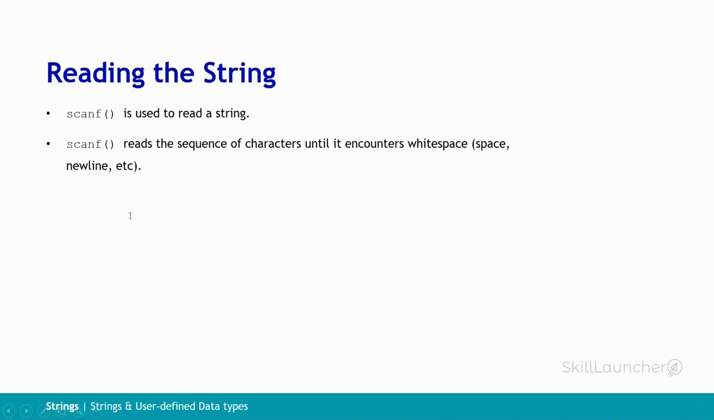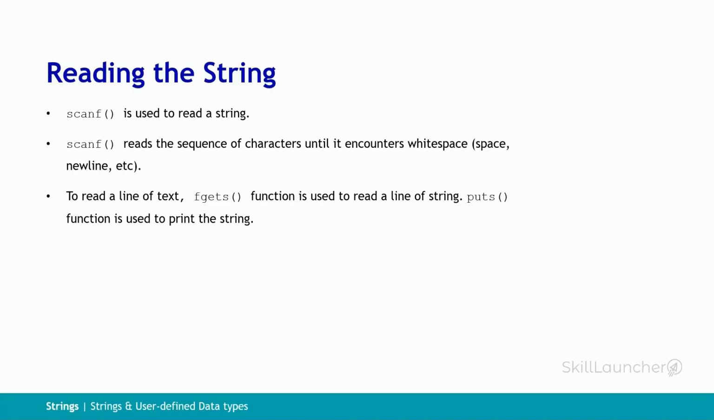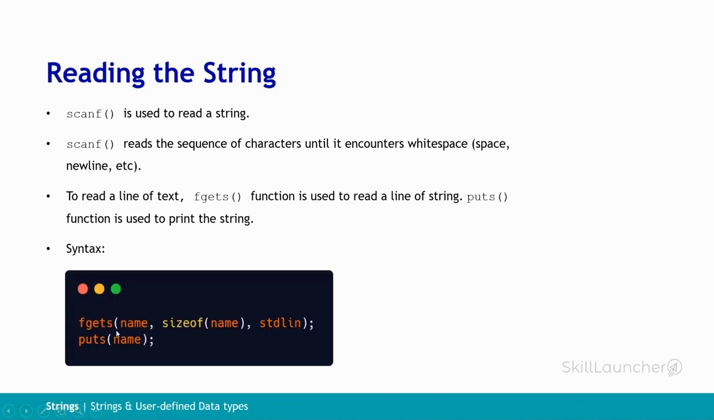Now what's the alternative for it? To read a line of text that is along with white spaces, fgets is used as a function to read a line of string. Similarly, to print a line of text, puts is used as a function to print the string. Let us see its syntax. fgets takes 3 parameters. Firstly, the name of the string, sizeof operator, which returns an integer value, that is the size of string, and stdin. And puts takes 1 parameter, that is the name of the string.